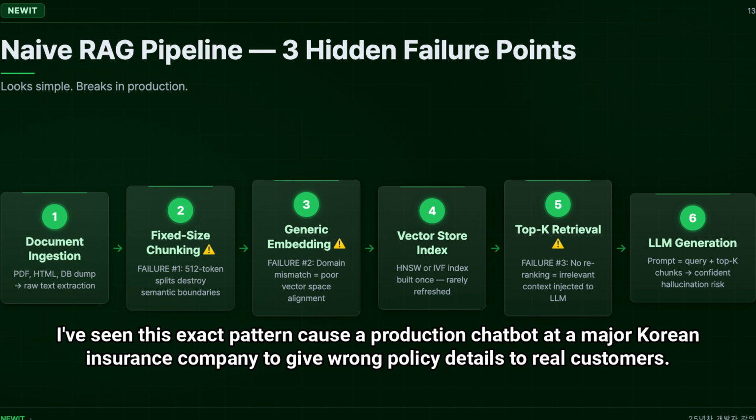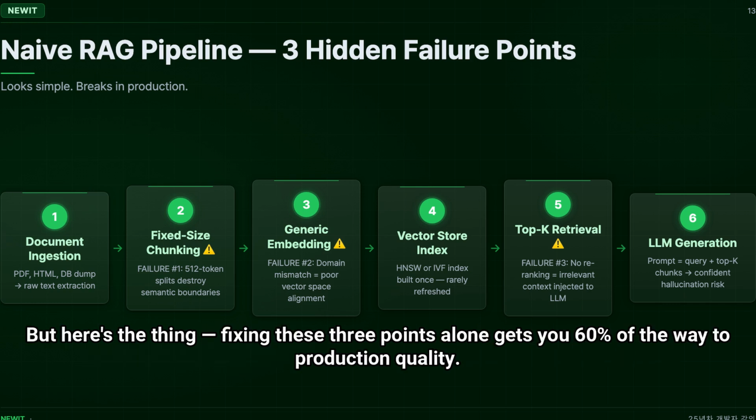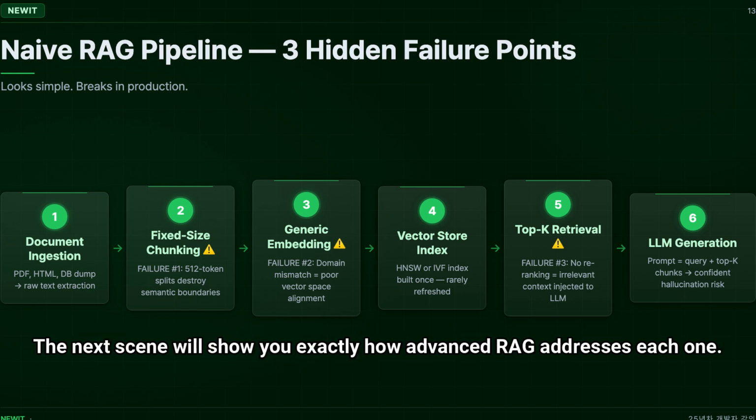I've seen this exact pattern cause a production chatbot at a major Korean insurance company to give wrong policy details to real customers. But here's the thing. Fixing these 3 points alone gets you 60% of the way to production quality. The next scene will show you exactly how advanced RAG addresses each one.